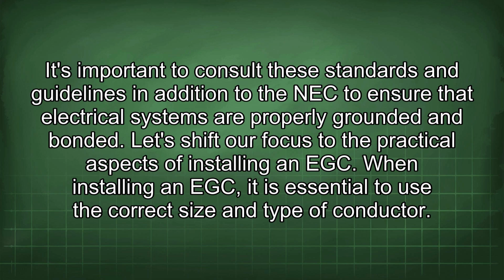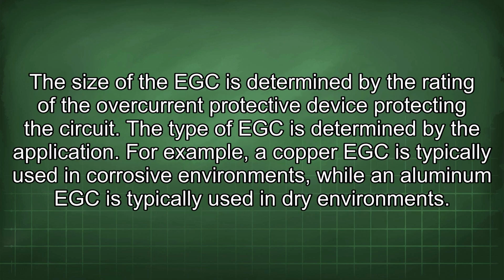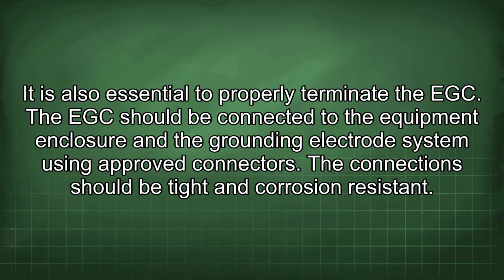When installing an EGC, it is essential to use the correct size and type of conductor. The size of the EGC is determined by the rating of the overcurrent protective device protecting the circuit. The type of EGC is determined by the application. For example, a copper EGC is typically used in corrosive environments, while an aluminum EGC is typically used in dry environments. It is also essential to properly terminate the EGC.